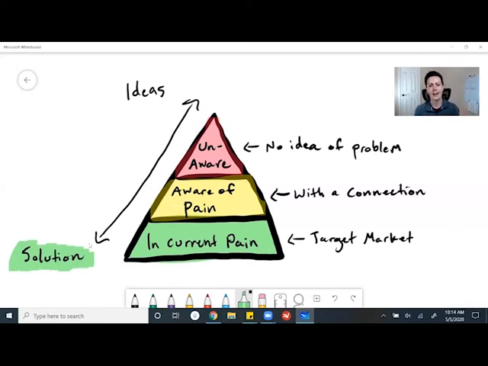Now, Airbnb wasn't targeting, during that time, people who wanted to spend a bunch of money to go traveling and stay in different places around the world. No, those weren't the users who were experiencing a problem at that time. The market who was experiencing the problem were people who needed to generate some extra cash. They wanted to create some sort of side gig. They were in pain, and Airbnb provided a solution for them. That market weren't just aware of the pain. They weren't even in this middle tier, they were in current pain.